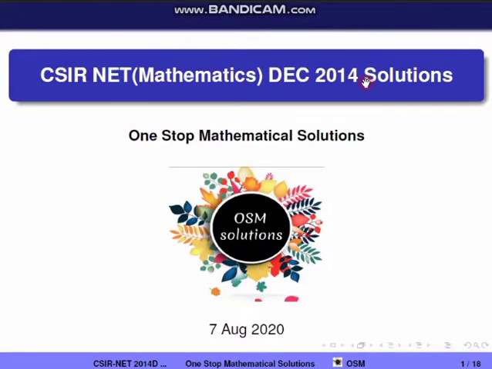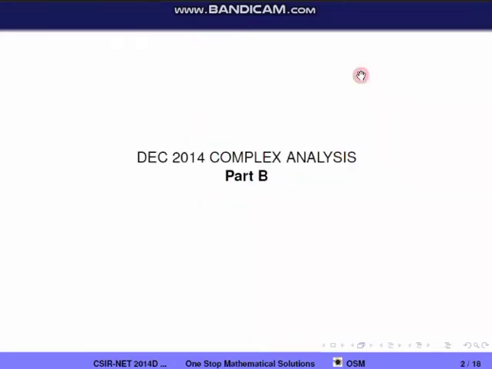Today we are going to solve the CSIR NET Mathematics December 2014 question paper. In this video we have only dealt with the complex analysis part. First we'll look into the part B question.